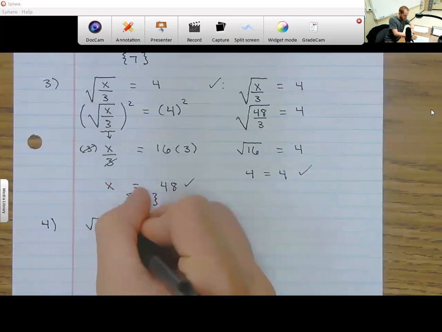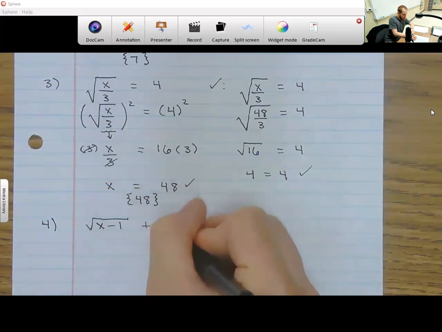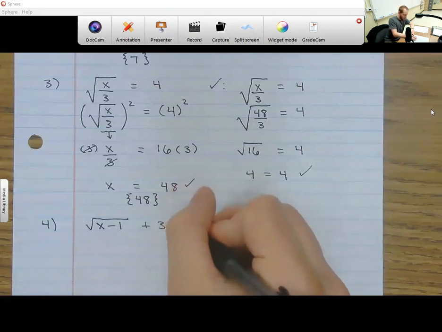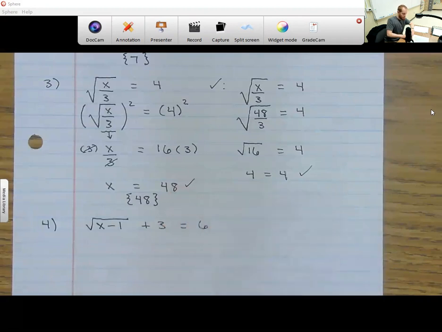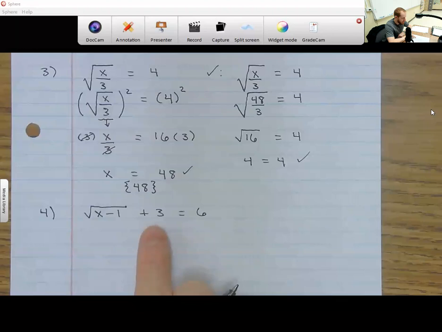Okay, number 4. I got the square root of x minus 1, but then I have a plus 3 on the outside. So the plus 3 that's on the outside is not under the radical. It's completely separate. And the whole thing is set equal to 6. Okay? So I've got the square root of x minus 1. And I want to make sure that the plus 3 is not under the radical, right? So I'm going to write it way over here just to show you that it's not part of the radical expression, right? The only thing that's under the square root symbol is x minus 1.